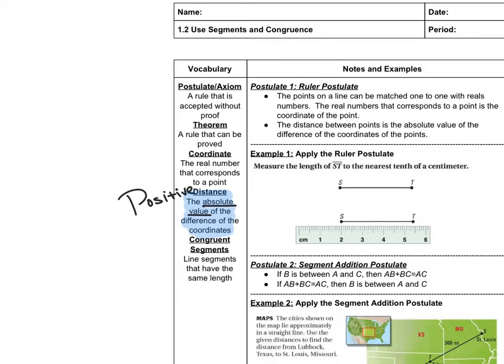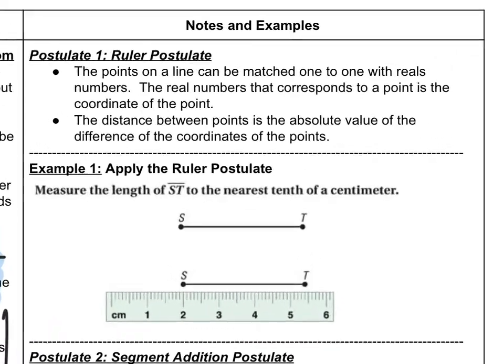The only negative distance I think I've ever seen is when I try to swing a golf club and the ball bounces off of a tree or something and bounces behind me. It still travels a distance, so distance is always positive, even though it seems like we're going backwards. And then down here, congruent segments are line segments that have the same length. We're going to talk about all this in the notes.